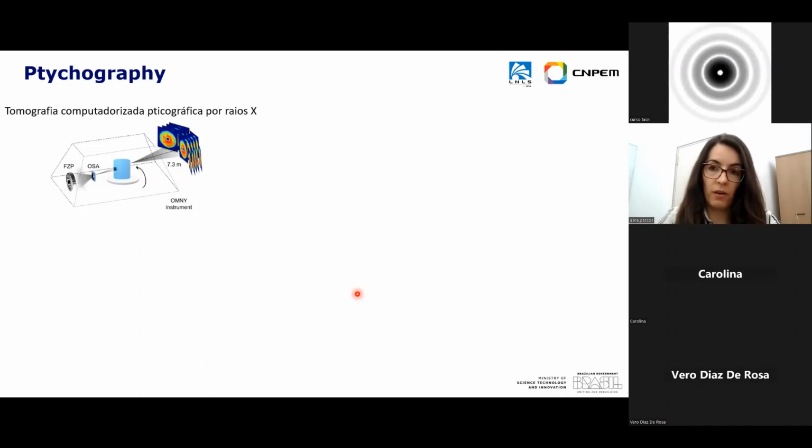So this is a problem as well for samples in Tycho, because it's a long experiment. The sample should resist radiation.